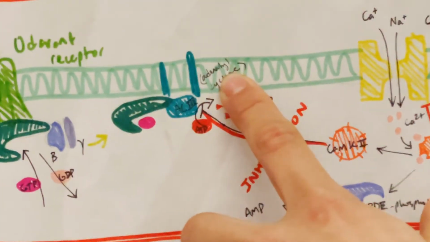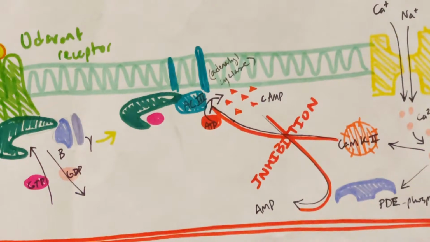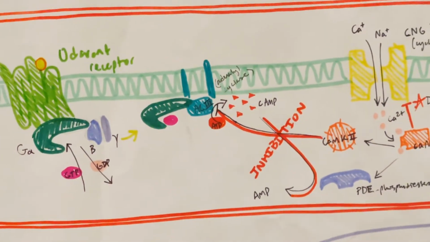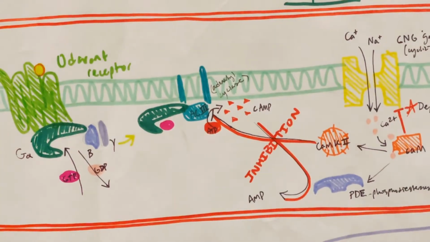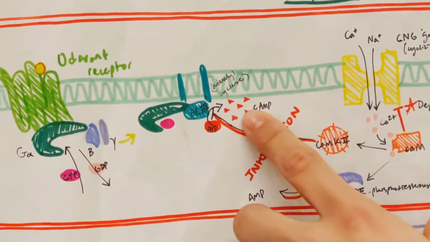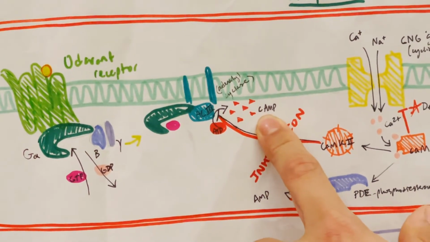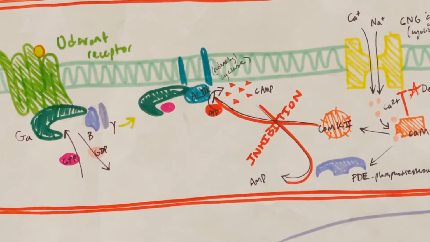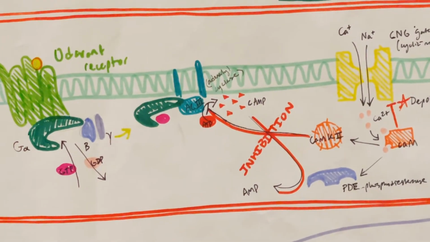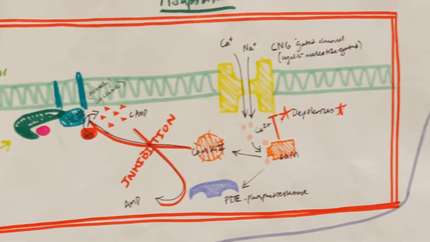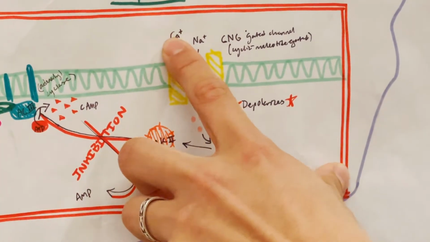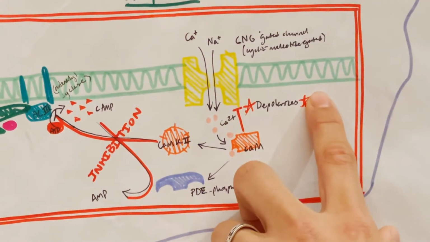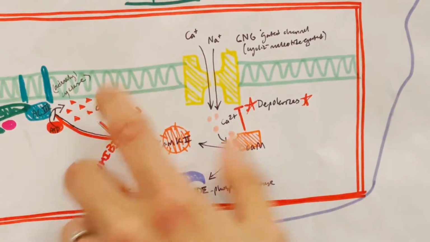I know it's very small. Adenylyl cyclase is an enzyme that speeds up the conversion from ATP to cAMP, and as you can see, cAMP is right here. cAMP is a secondary messenger that prompts the activation of CNG channels, which, as we can see, basically opens the calcium and sodium channels, which allows calcium and sodium ions to start flowing in.